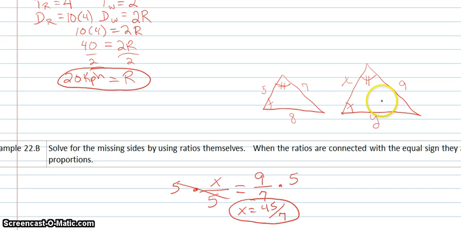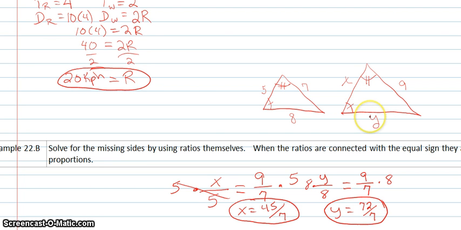And then we need to find out what y equals. So this time I'll put y over 8 equals that same ratio, 9 over 7. Then I'll multiply both sides by 8. So y equals 72 over 7. And those are our two missing side lengths.